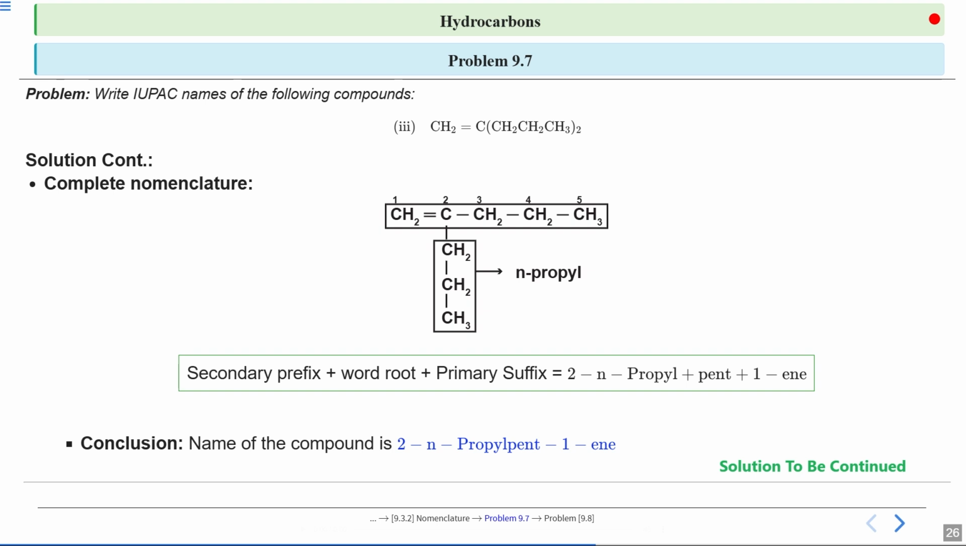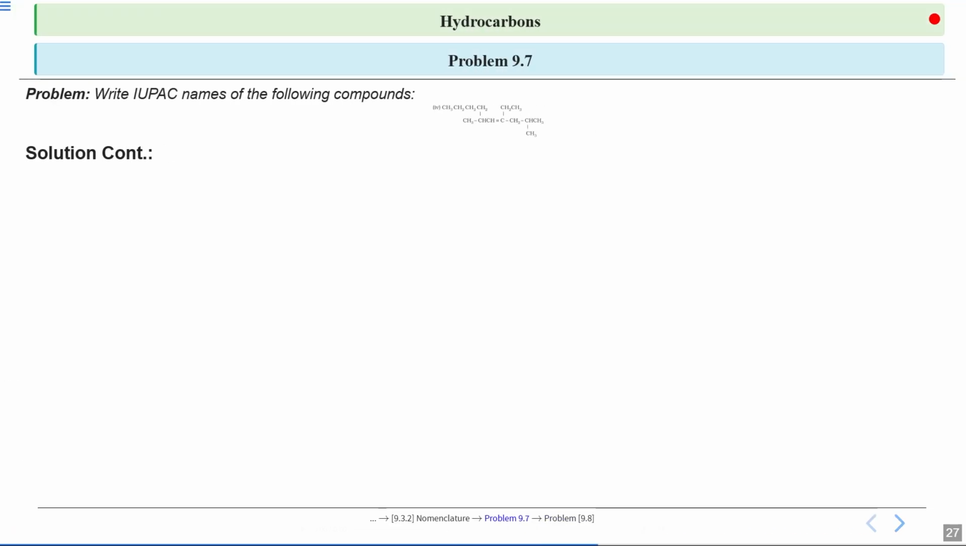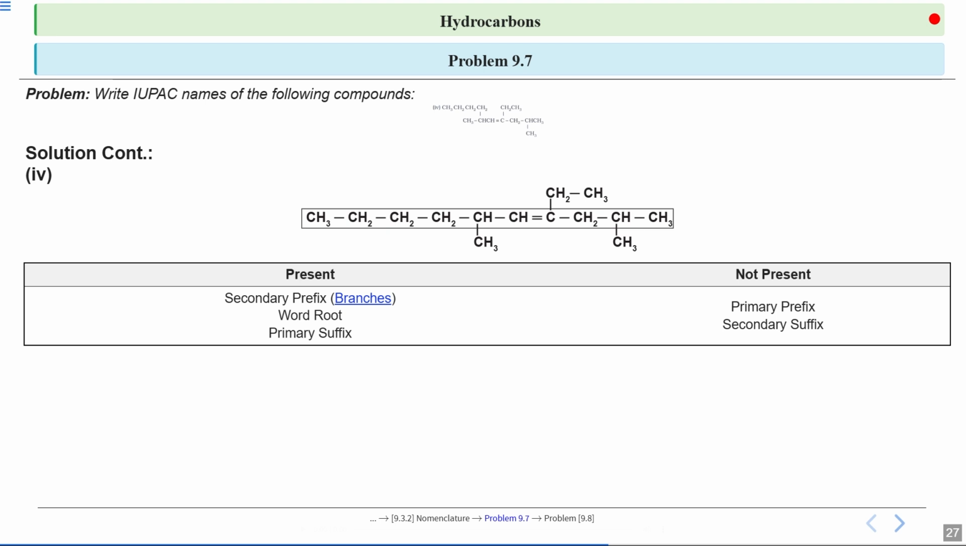Moving on to the next question. We have compound number 4. What can we say about compound number 4? I have already identified the longest chain. It is clear from this that the secondary prefix is present because some of the carbon is outside this longest chain. So the secondary prefix is present, the word root is mandatory, the primary suffix is mandatory, and the primary prefix and secondary suffix are absent due to the absence of a cyclic group and a functional group.